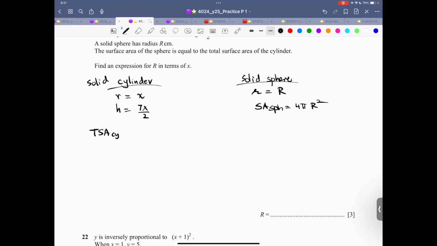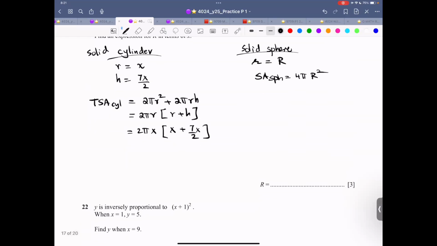The total surface area of a solid cylinder is 2 pi r squared, there is a top and a bottom, plus 2 pi r h. Let me take 2 pi common. This is r squared plus r h. Let me also take r common, and this is r plus h. So that is 2 pi. What is r? r is x, and h is 7x over 2. So this is 2 pi x, and this is 9x over 2. The 2 cancels, so 9 pi x squared. Am I right?